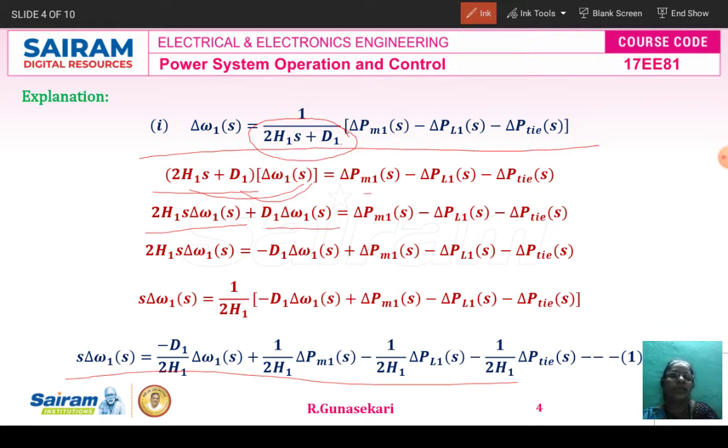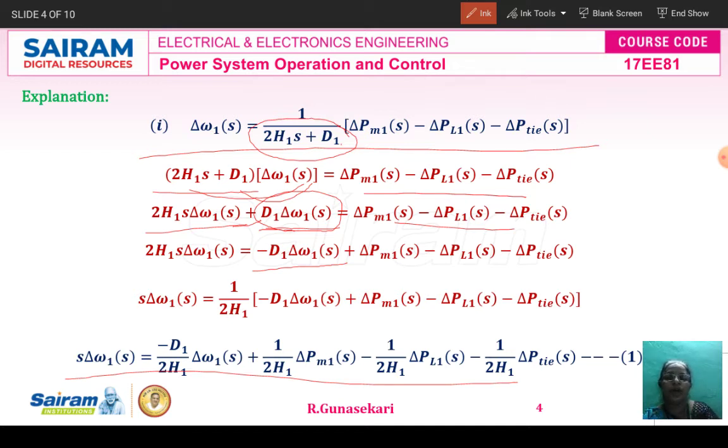So the remaining term, you can write on the right hand side. Then here the d1 into del omega of s, only this term, that we moved from left hand side to right hand side. So here plus is there, so that's why right hand side minus. Therefore now the equation is rewritten as 2h1s del omega 1 of s equal to minus d1 del omega 1 of s plus del p1 Pm1 of s minus del Pl1 of s minus del P di of s.